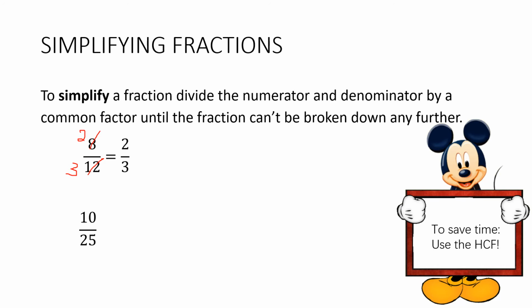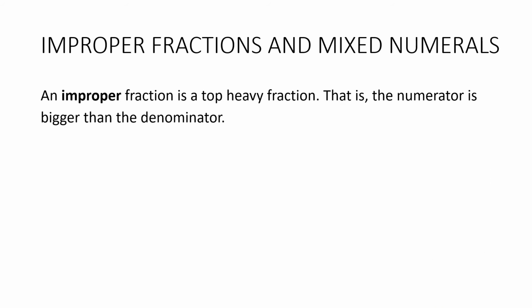This is a useful technique because sometimes we can't halve top and bottom, like this question. Okay, 2 is not a common factor, so we have to ask, what's the highest number that goes into 10 that also goes into 25? And it's 5. 5 into 10 goes twice, 5 into 25 goes 5 times. Answer, 2/5. Okay, let's move on.